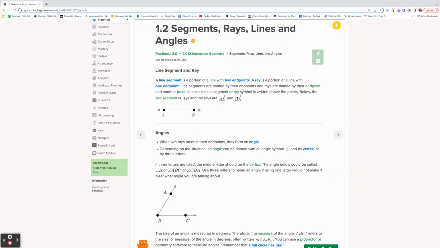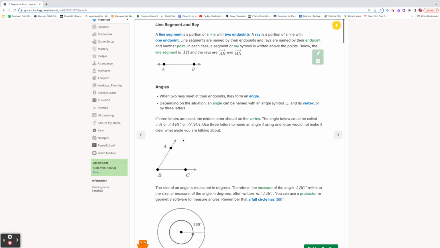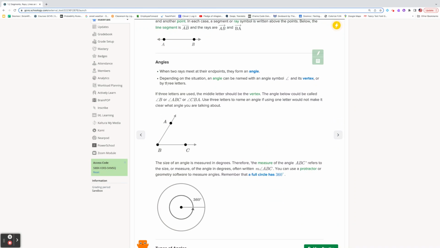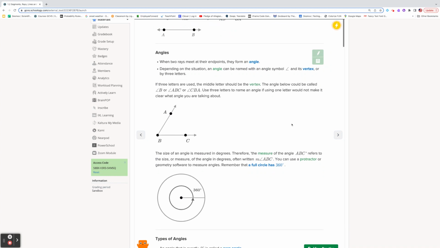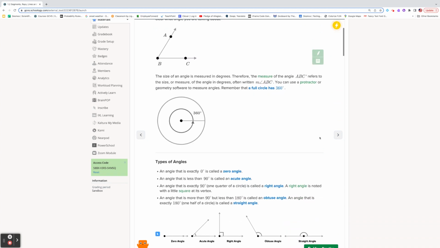When I hover here, it's the definition that pops up. This line segment is AB, that's the line segment, and the ray is either AB or BA. Then I go on and refresh my memory about angles. What do we mean by an angle? Two rays meet at their endpoints. What is the vertex? It's the middle letter, it's the hinge point. How do we name these angles? This resource will refresh your memory of all of that.